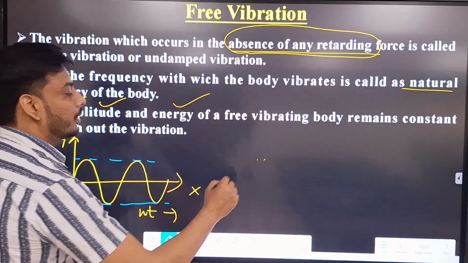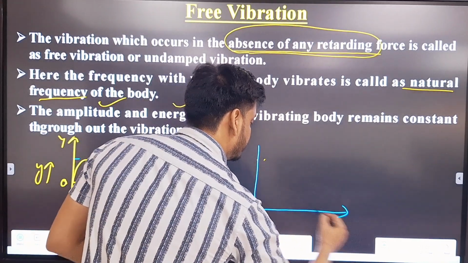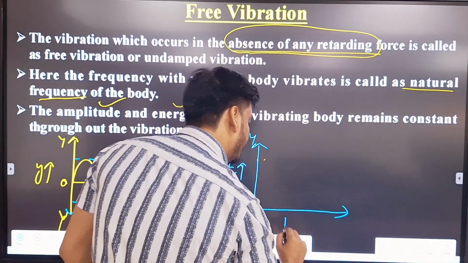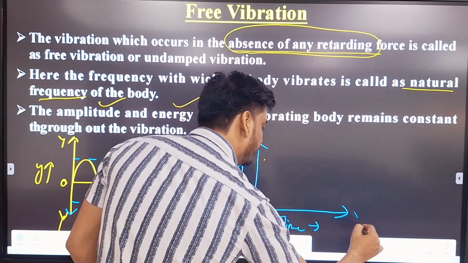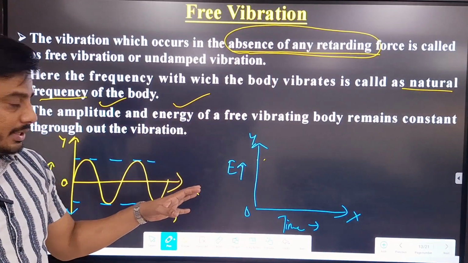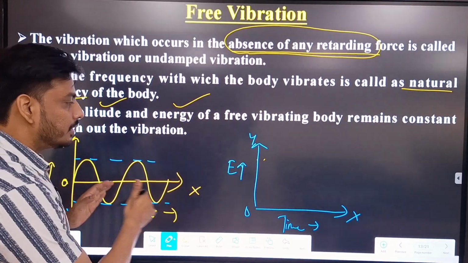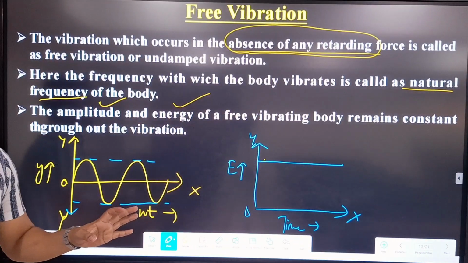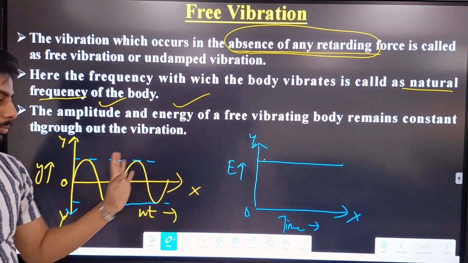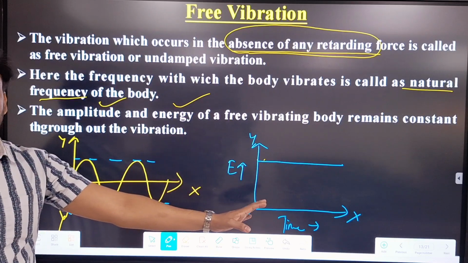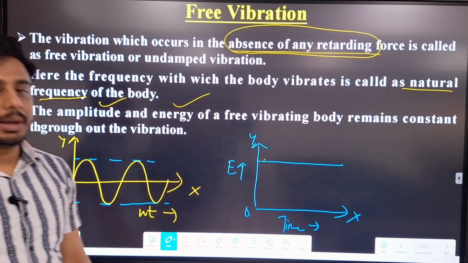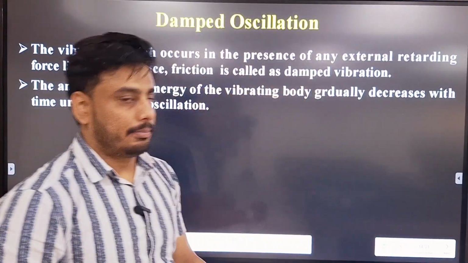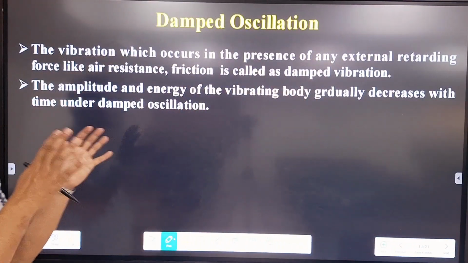Similarly, if we plot energy along the y-axis and time along the x-axis, as the amplitude is constant, the total energy will be constant in free vibration. So in free vibration, both amplitude and energy are constant. Then we will go to damped vibration. Free vibration is also known as undamped vibration.